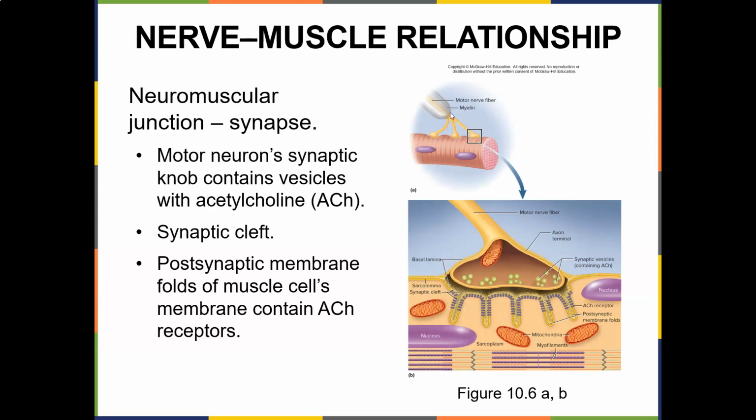Okay, the nerve-muscle relationship, again, the neuromuscular junction, the synapse. The motor neuron synaptic knob contains vesicles with acetylcholine. Acetylcholine we're going to use in the heart, and we're going to use acetylcholine in the brain as well. You have the synaptic cleft, the postsynaptic membrane, the folds of muscle cells, and the membrane containing acetylcholine receptors.